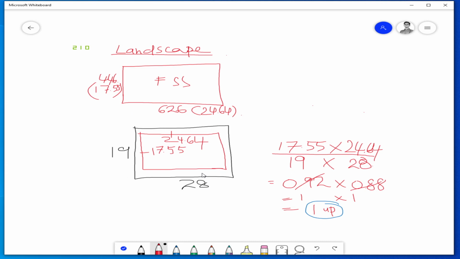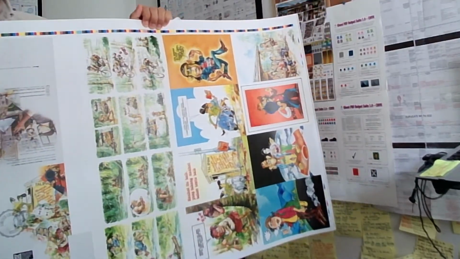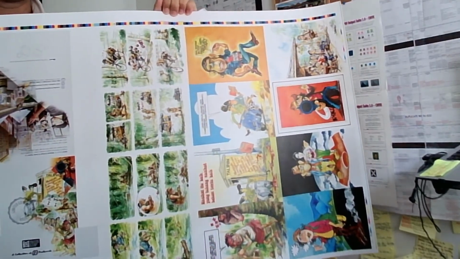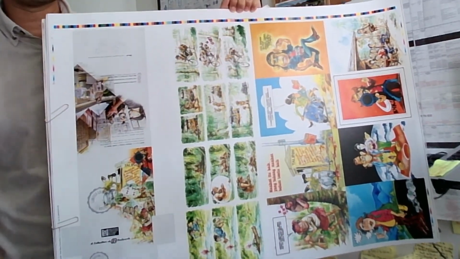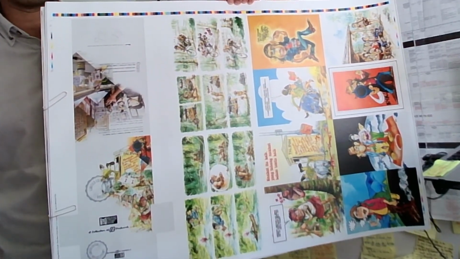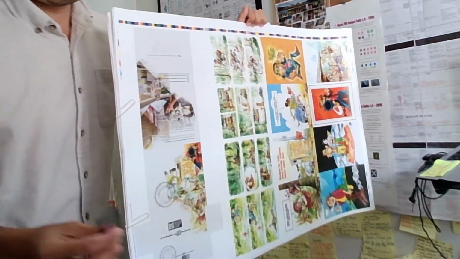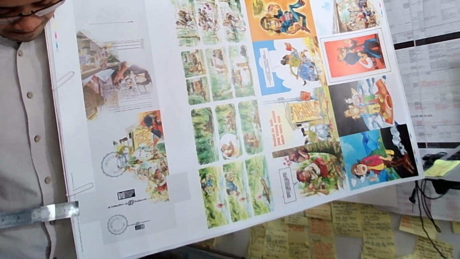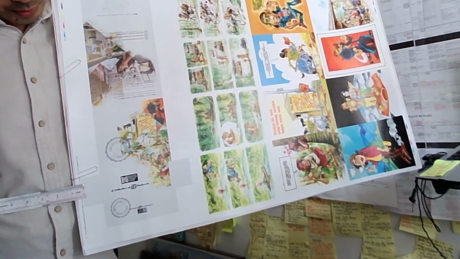Okay, so mungkin boleh nampak melalui ni. Visual ni mungkin boleh, kejap. Boleh nampak tak? See? Jadi image tu betul-betul ada dekat dalam.